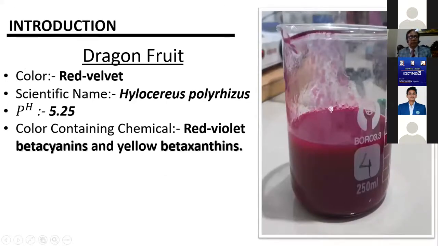Introduction: the dragon fruit we use has the scientific name Hylocereus polyrhizus. Its color is red velvet. We measured its pH, which is 5.25, and its color-containing chemicals are beta-cyanin, red-violet, and beta-xanthin, yellow.